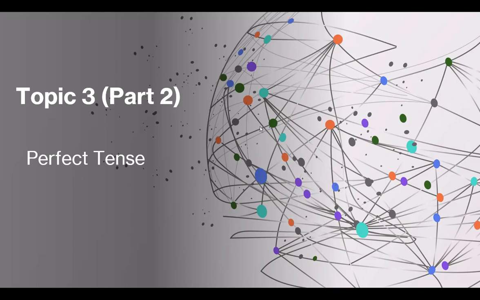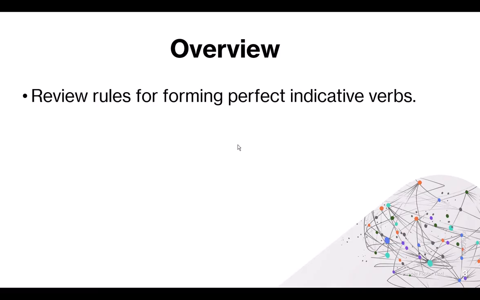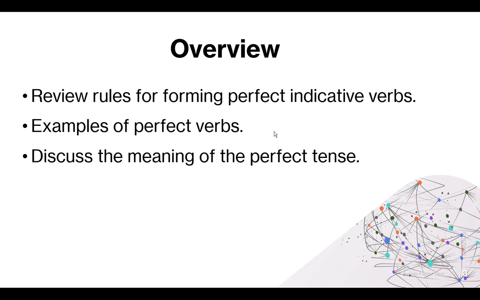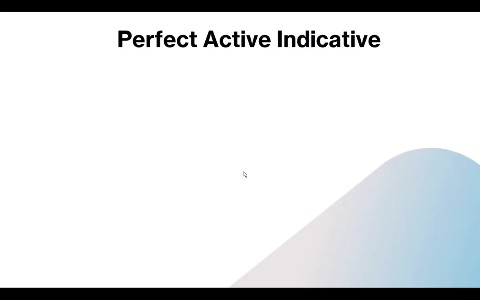Let's take a look at the perfect tense. It's not used as often as the present or the aorist, but it is significant nonetheless. So we will review rules for forming perfect indicative verbs, and then we'll look at examples of perfect verbs, that would include isolated examples, and then we'll look at some New Testament sentences. And along the way, we will discuss the meaning of the perfect tense. So let's go ahead and begin here.